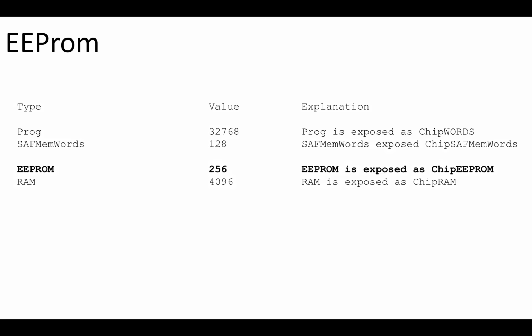Now the EEPROM itself is exposed to you as a programmer through a constant called ChipEEPROM. There are other constants available like ChipWords, ChipRAM, and ChipSAFMemWords, but the one that we're looking at is ChipEEPROM, and it just says what the value of that is, and that gives you an idea of what the scope is, because it could be 128, 256, or larger.